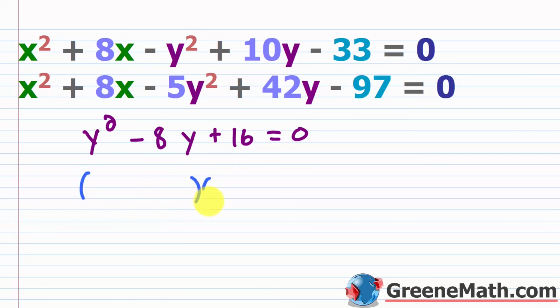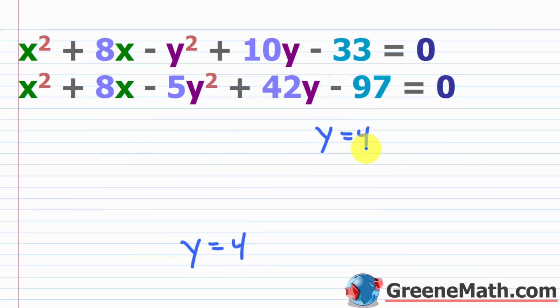I can just factor this. This is a perfect square trinomial. It factors into y minus 4 quantity squared. So your solution here for y is just 4. So we know y is 4. Let's figure out what x is. I'm just going to plug into the top equation. I'm going to plug in a 4 here and here.